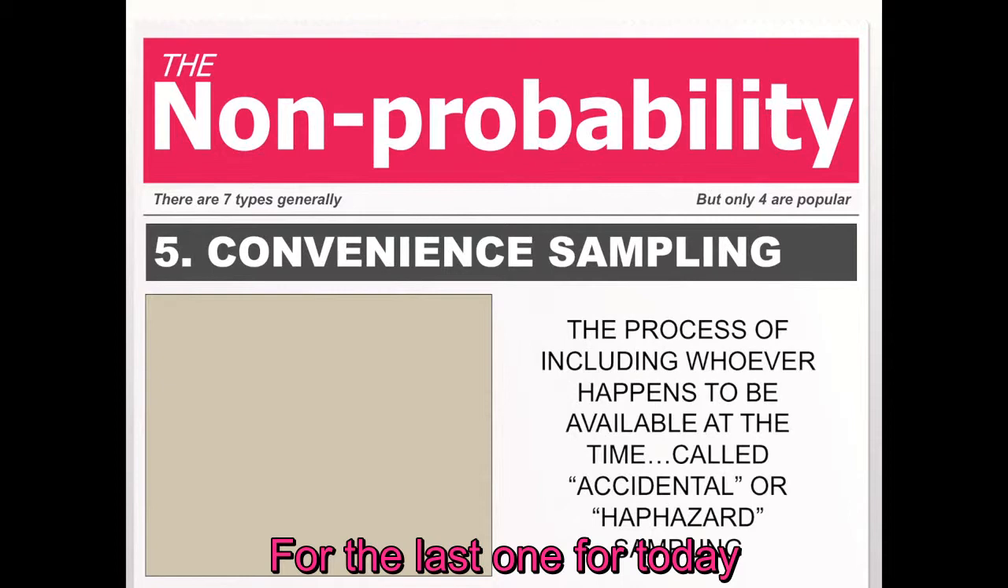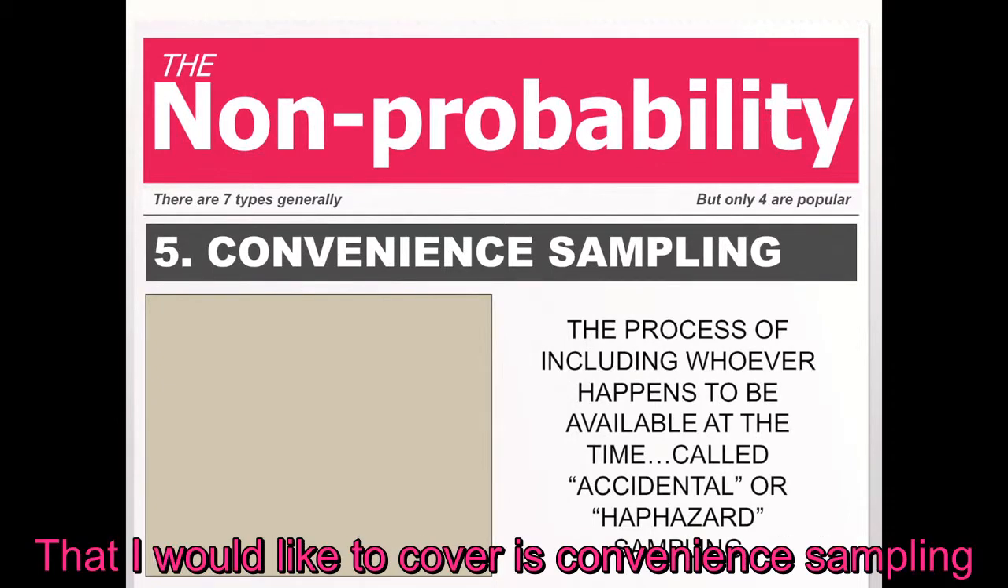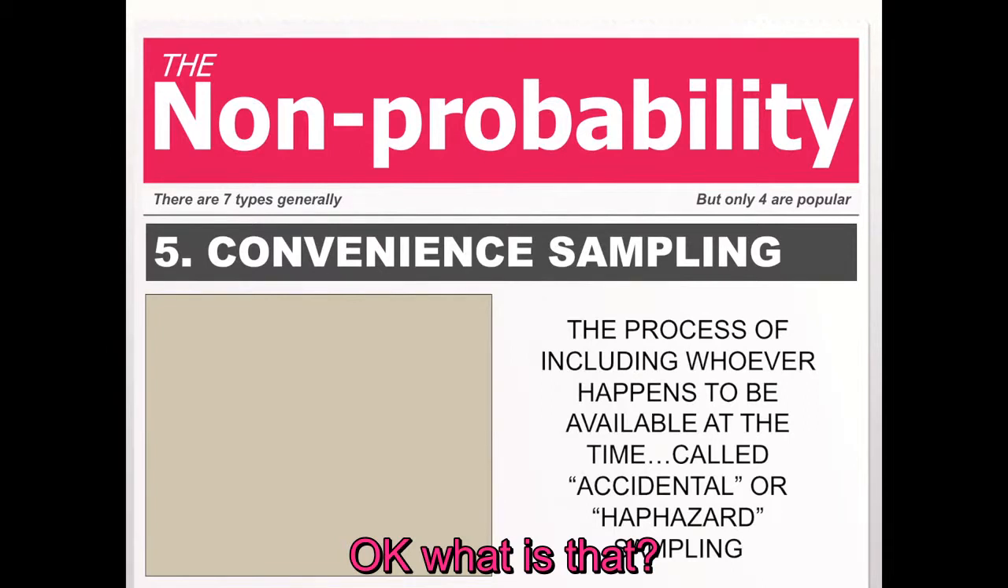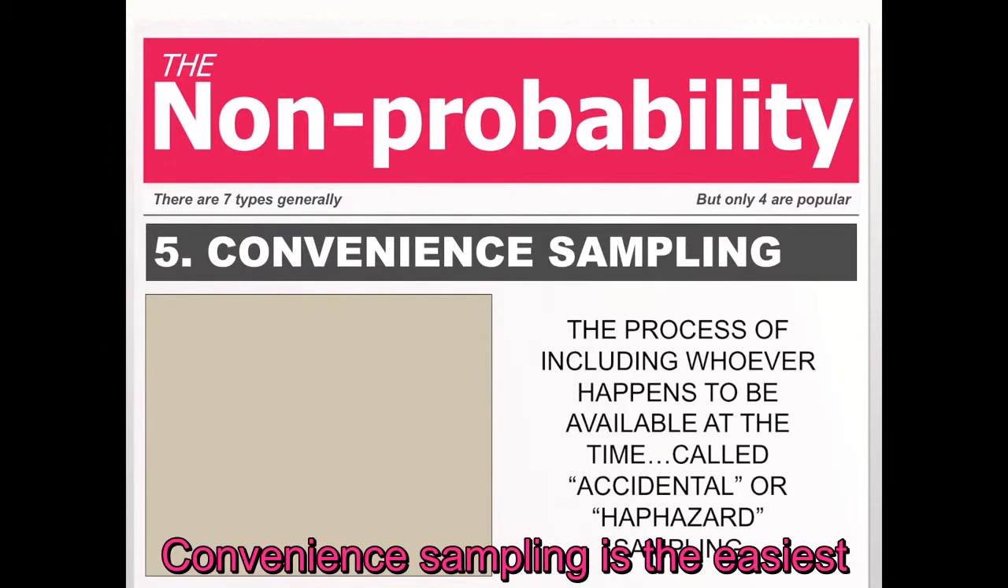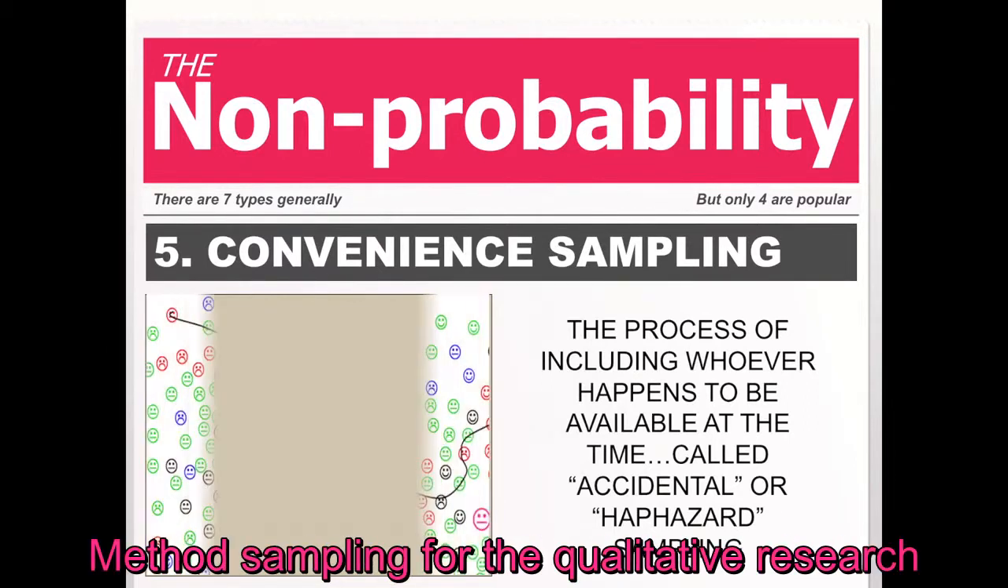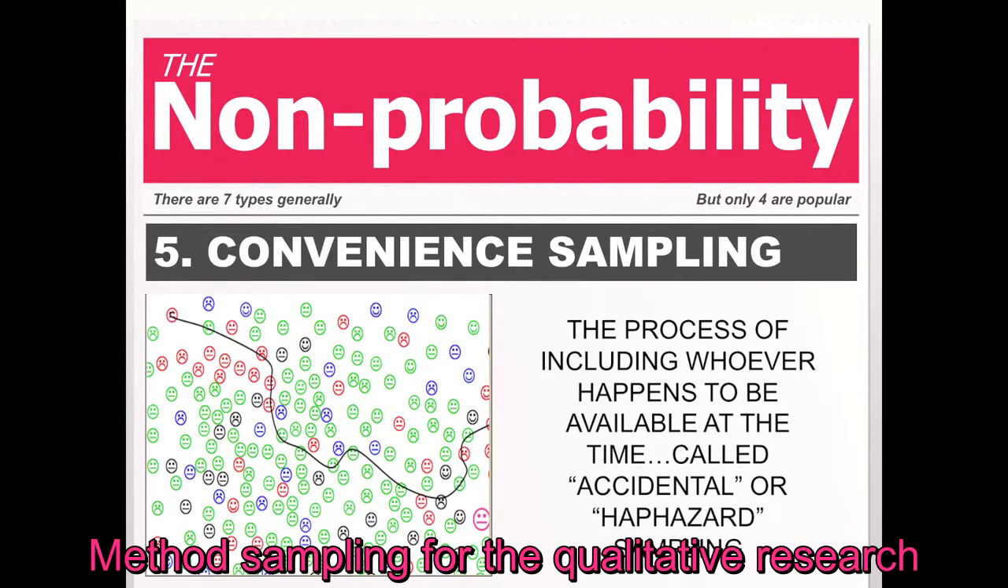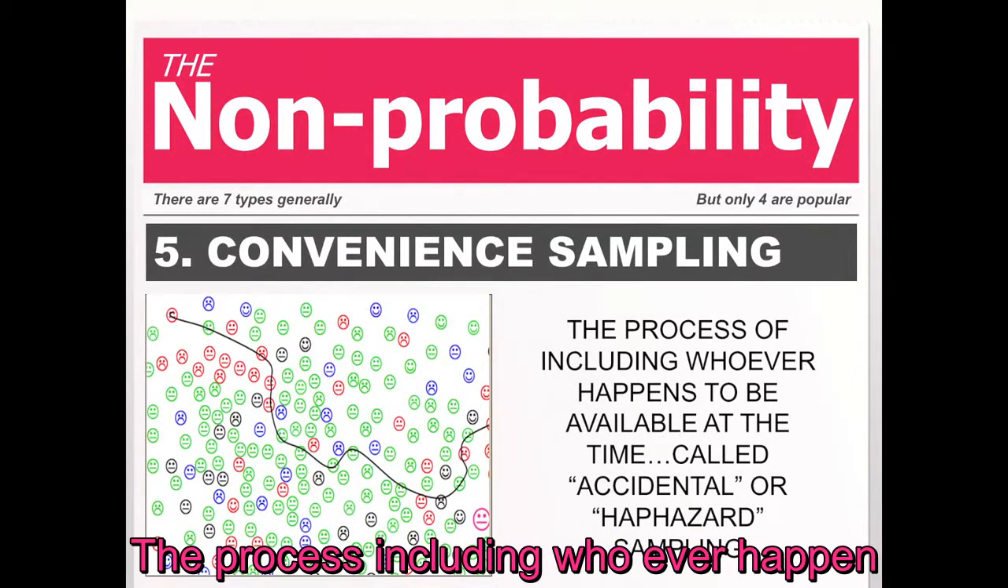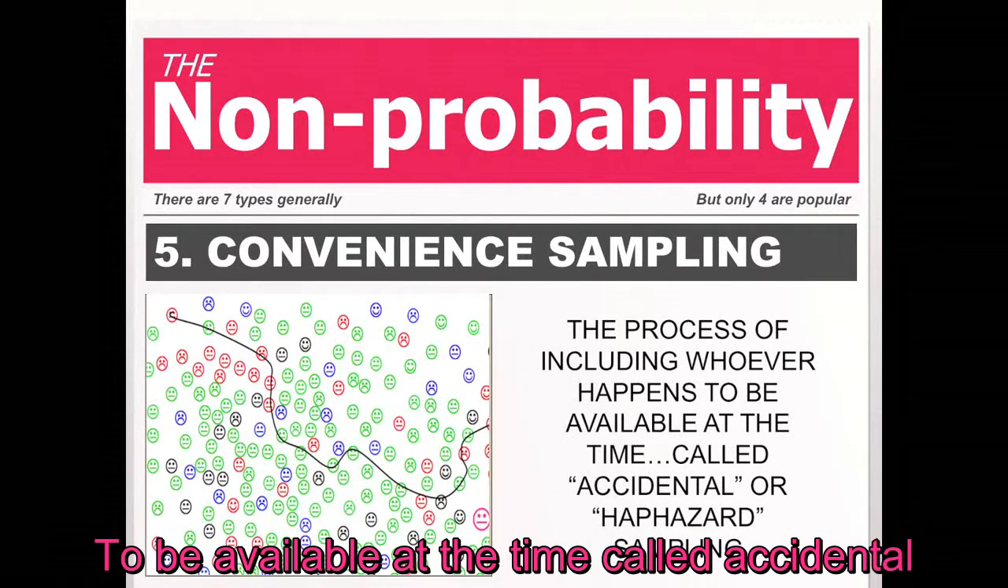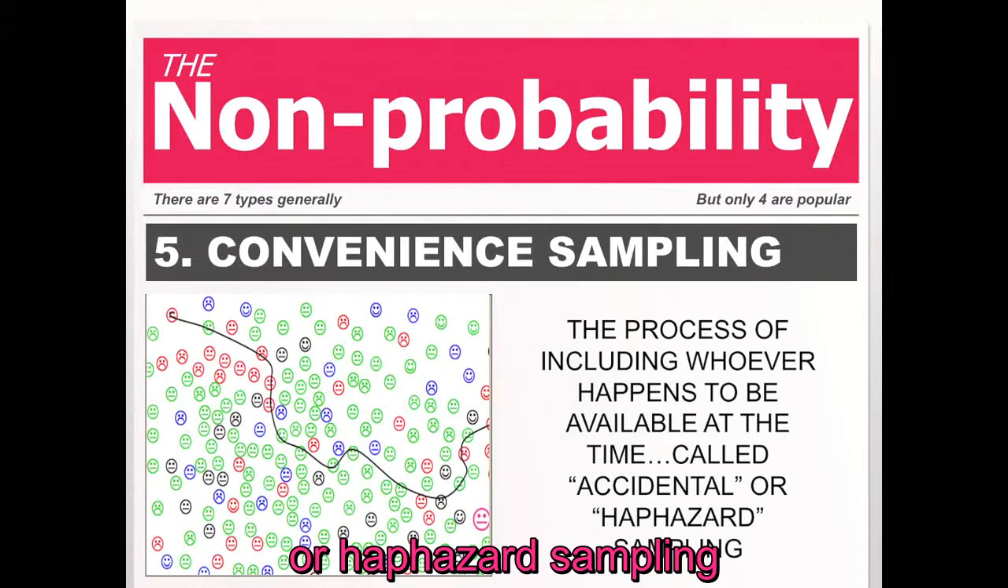For the last one today that I would like to cover is convenience sampling. What is that? Convenience sampling is the easiest method of sampling for qualitative researchers. This is the process of including whoever happens to be available at the time, also called accidental or haphazard sampling.